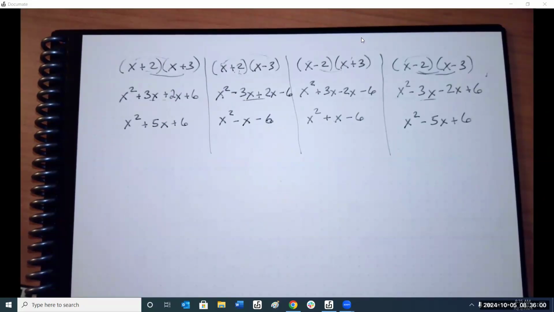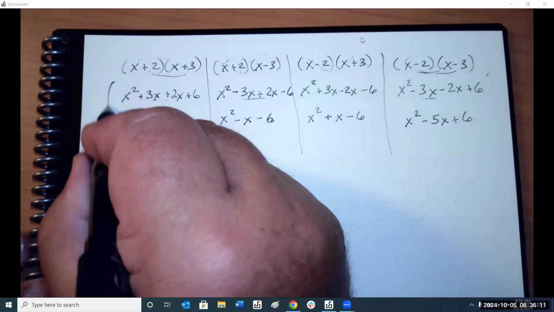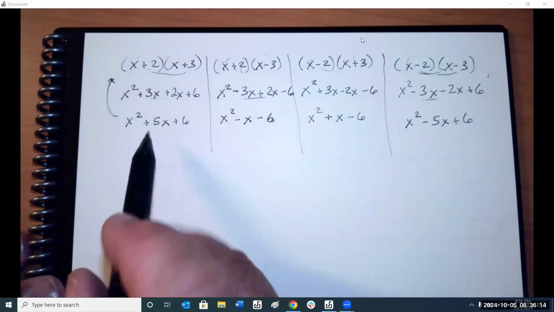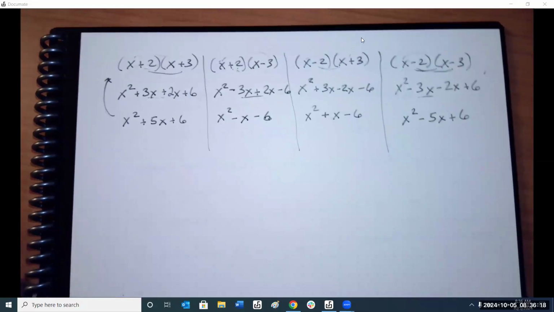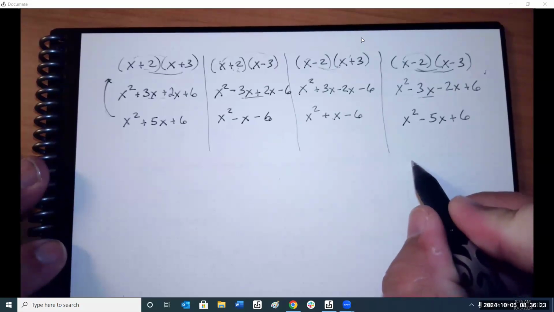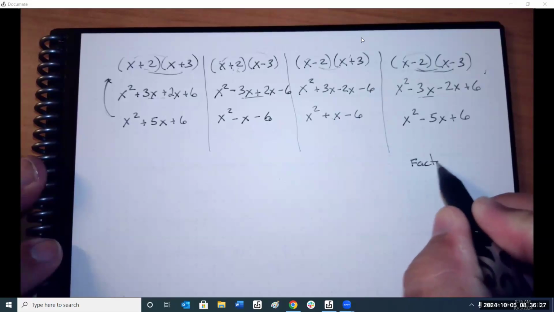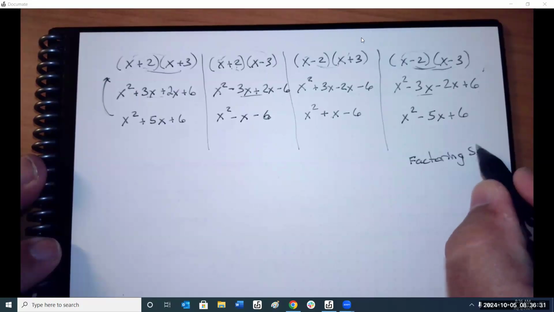All right, so what we're looking at here now are the 4 possible ways that these terms can be given to us. What we're trying to do going this way, factoring, is taking the equation and breaking it down to the smallest pieces. All right, so let's see how it's done. Here are the steps. Factoring steps.